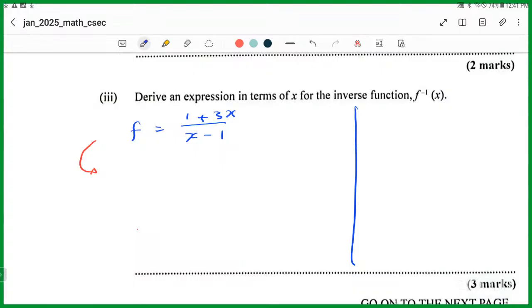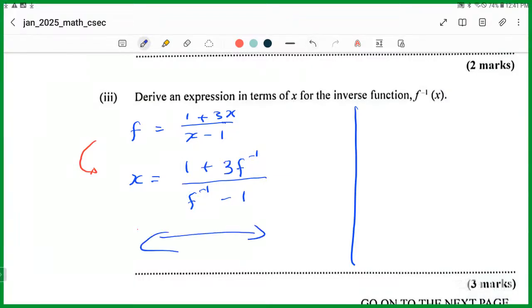Alright. When we inverse it, this f, which is range on the function, becomes domain x on the inverse, equals 1 plus 3 times this x, which is domain on the function, becomes range on the inverse, which is f to the minus 1, over this x also is domain, becomes range f to the minus 1, minus 1. We're trying to make this the subject. What we have to do again, as usual, is expand it out into separate terms.